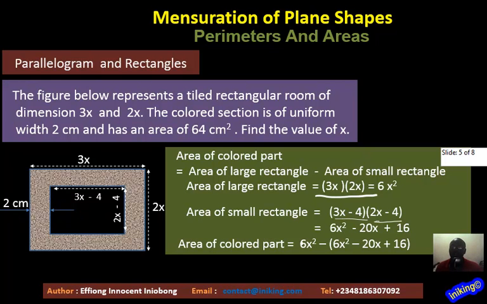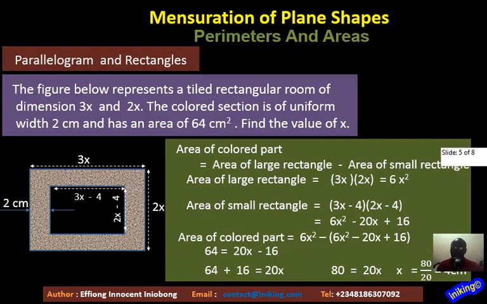Now subtracting the area of the small rectangle from the large one. That's where we left off in the last slide. Now let's progress. That now gives us 20x minus 16. And now rearranging, we have 16 moving to the left hand side, and we have 64 plus 16, which gives us 80 equals 20x. And from there we obtain our x as 80 divided by 20, which is 4 centimeters.